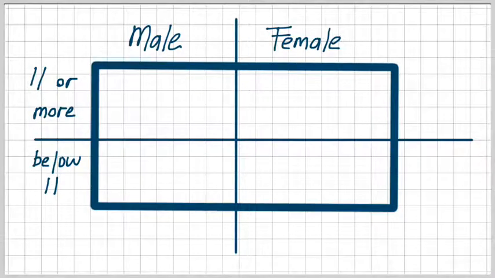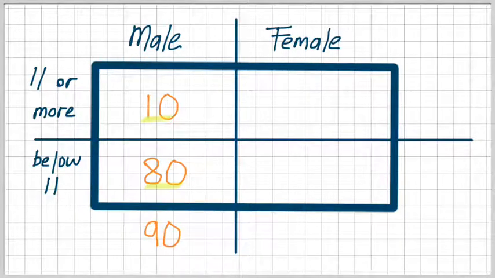Alright, so here's our table. What I'm going to do is fill in the values that I have. So we have 10 males who got 11 or higher, or 11 or more on the beep test. We have 80 males who got below 11. Okay, now we total them up. That's 90. I hope you can all see that.